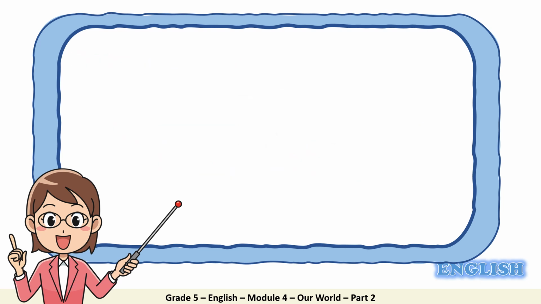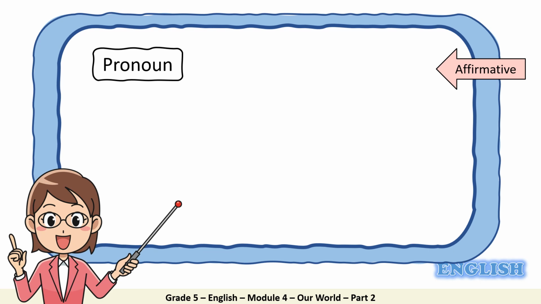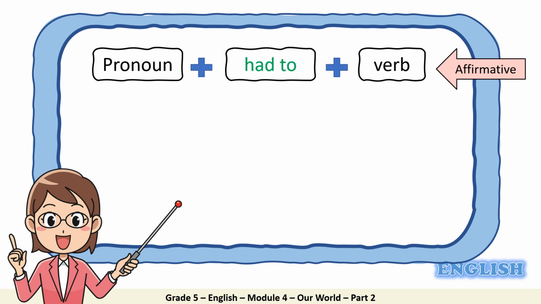Now let's take a look at how we can form sentences using the affirmative and the negative form of had to. We will start with the affirmative form. It's made of a pronoun followed by had to and then the verb in the infinitive form. That's without adding any extra letters to the verb. For example, she had to sleep. They had to travel.